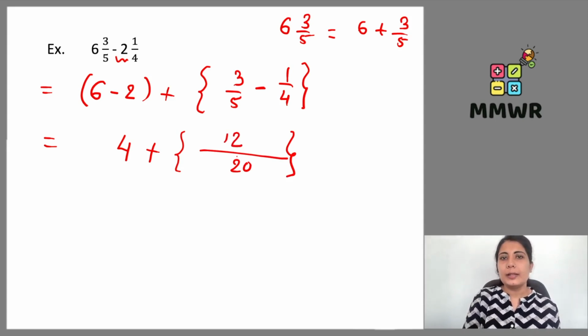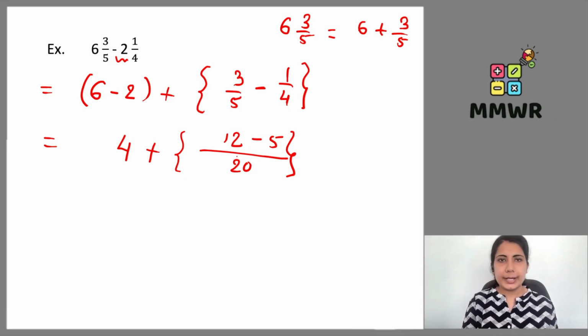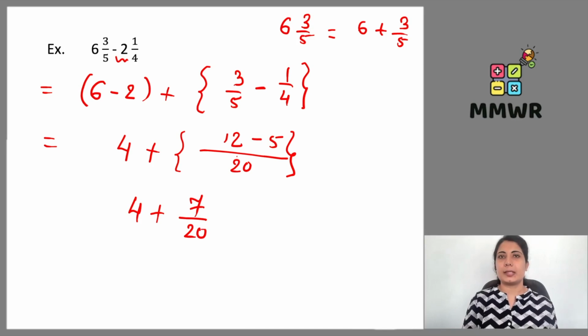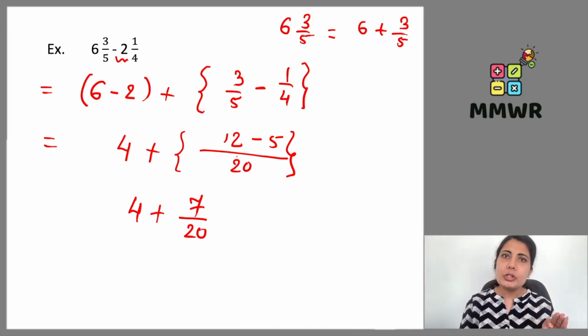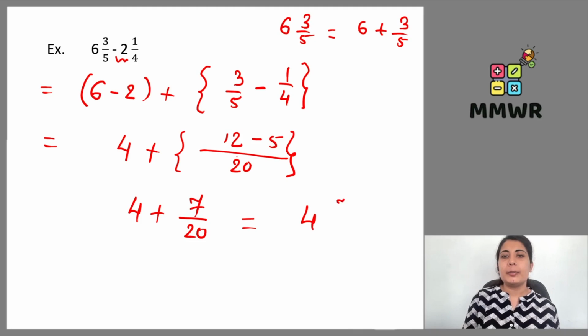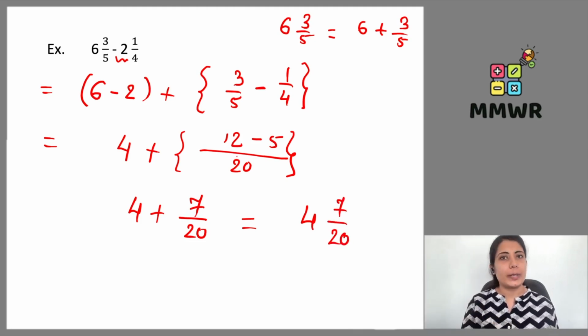4 3s are 12, minus 5 1s are 5. Right, this gives you 12 minus 5. Now 12 minus 5 is 7, and the 7 upon 20 will be as it is. Now 4 plus 7 upon 20. Already the numerator is smaller than the denominator, which means it's the appropriate way to write in the mixed fractional format. So 4 and 7 upon 20 will be the answer when we simplify this.